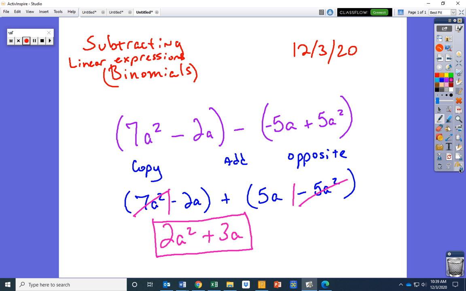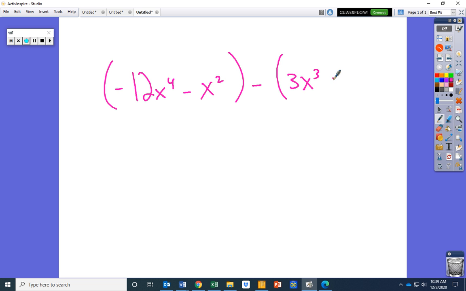Okay, I'm going to write another one, and I want you guys to see if we can get that. Sometimes, like yesterday, I had some terms that weren't able to be simplified, right? If, for example, I have something like this. Let's say I have negative 12x to the fourth minus x to the second minus 3x to the third plus 2x to the fourth. Okay.